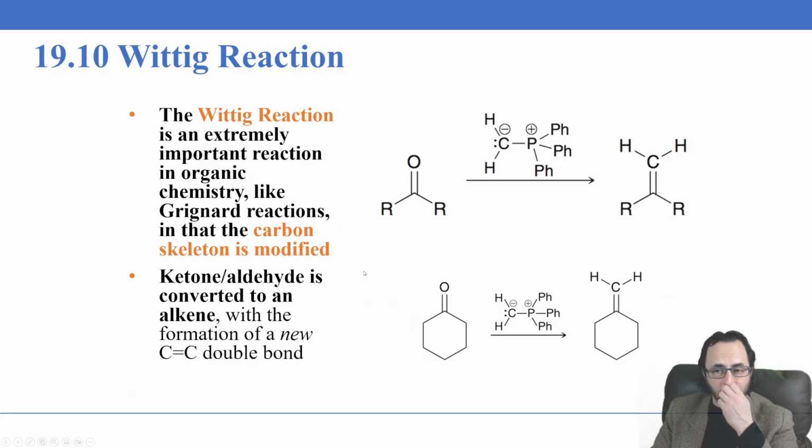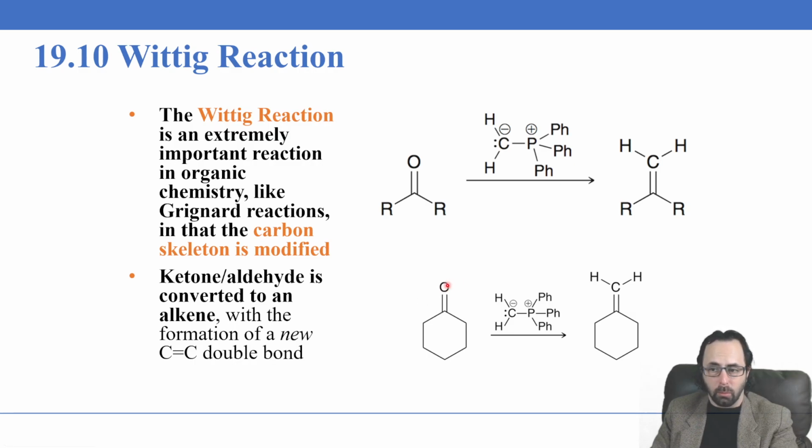Now, another way of installing additional carbon atoms in a way that will produce a carbon-carbon double bond is the so-called Wittig reaction. So the Wittig reaction is extremely important in organic chemistry, just like Grignard reactions. It's because you're adding additional carbon atoms to the skeleton, and you can potentially add more than one. So you'll have a ketone or an aldehyde basically converted into a carbon-carbon double bond. Effectively, that's what's going on.